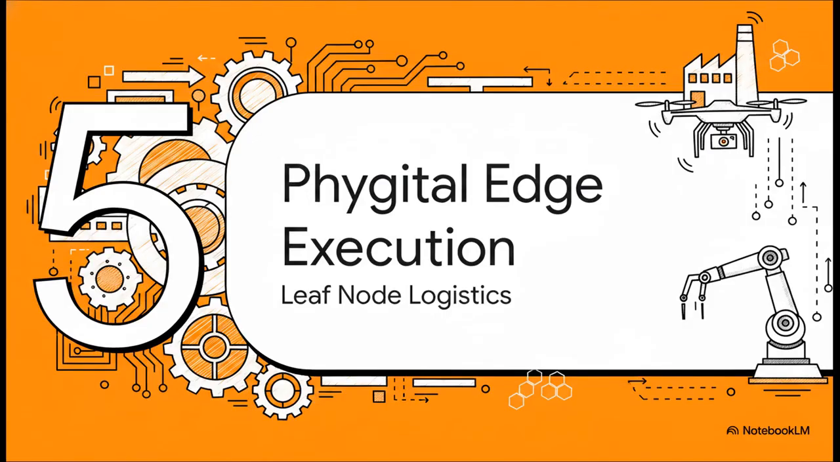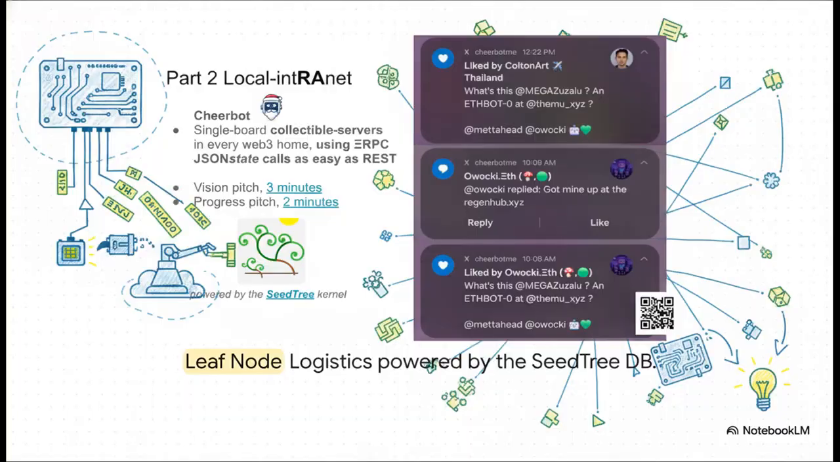Which leads us to our final part, Section 5, Phygital Edge Execution. Now we reach what's called leaf node logistics, mapping those flawlessly verified digital states directly to the physical edge. In this specific case, the whole thing happens on a local internet. The Raspberry Pi inside the CheerBot reads that mathematically pure JSON state tree we just discussed, and it simply triggers the corresponding GPIO pins to display a graphic or move a motor. It is just a direct, uncomplicated translation of digital truth right into physical action.